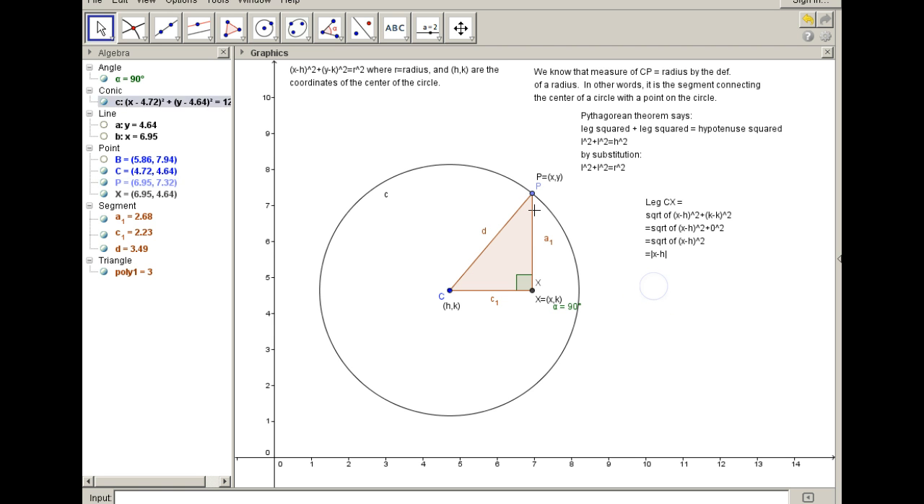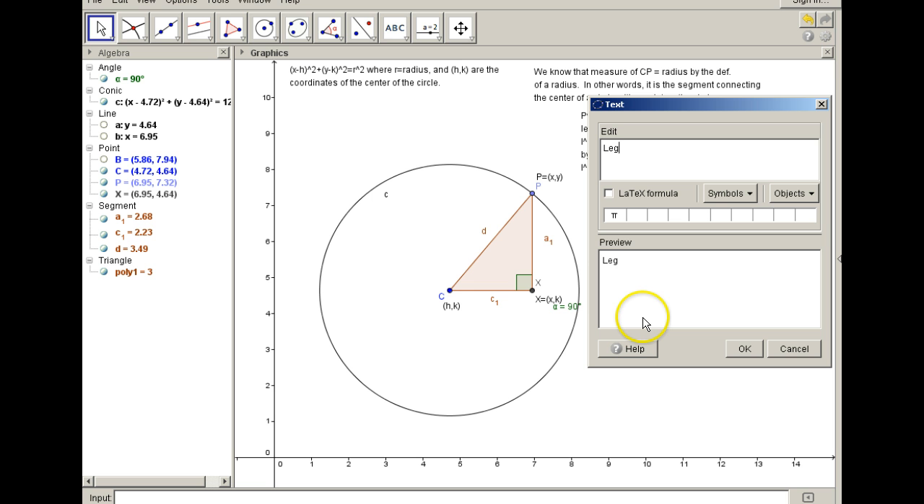So now we're going to do leg PX. So here we go, leg PX. By the distance formula, that's equal to the square root of x of P minus x of X. So that is x minus x, right?